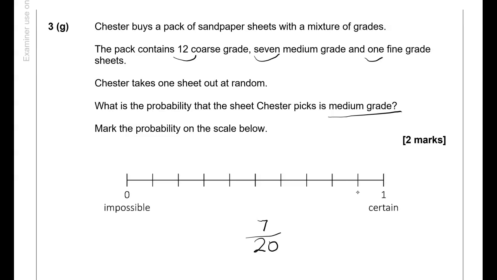So 7/20. And we've got 10 divisions here on the scale. So out of 10, how many would that be? So we've halved 20 to get 10. If we halve 7, that's going to give us 3.5. So we're going to go 1, 2, 3.5. So here is the point.